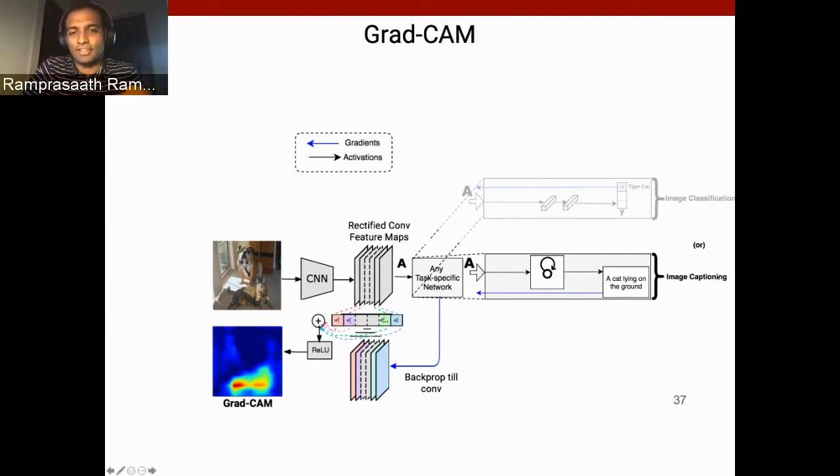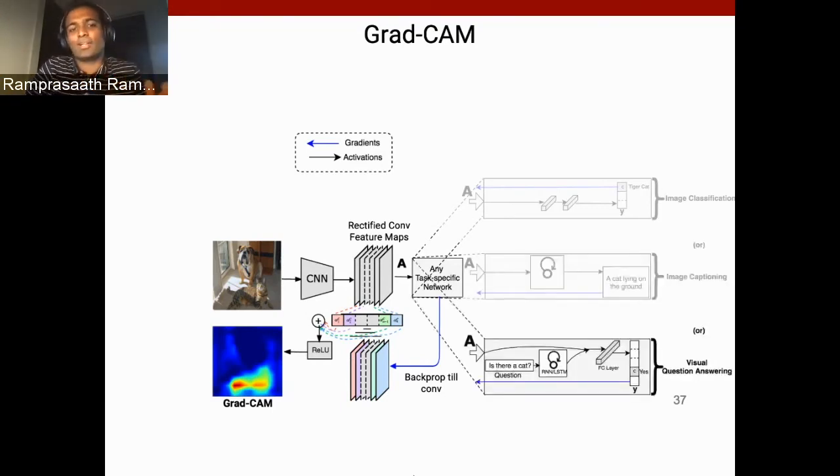So for example, here, you can have an RNN or an LSTM that predicts a caption, cat laying on the ground. This is an example of image captioning, GradCam applied for image captioning, but you can have additional input channels as well. Here, for the question, is there a cat? For the answer, yes, we are visualizing where the model would look.